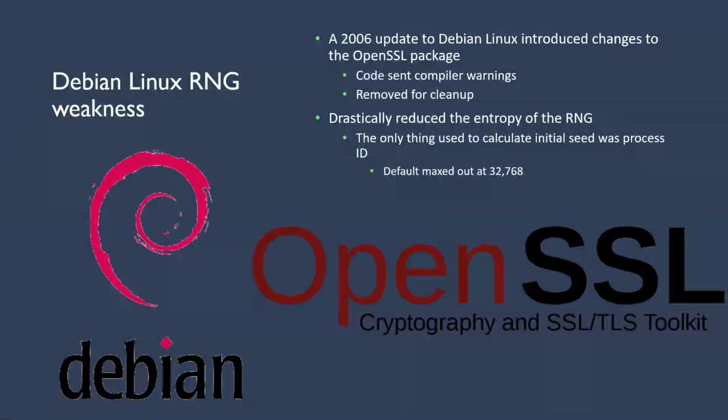Now, a computer can go through 32,000 possibilities in seconds, so this was a major, major problem. And when this was discovered, a mass worldwide regeneration of keys had to happen, because these keys were incredibly weak. Only 32,000 possible combinations is really, really bad, and can be brute forced quite quickly.